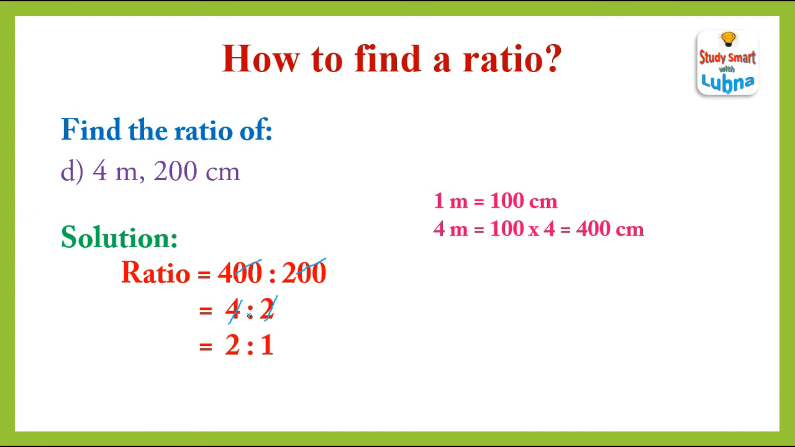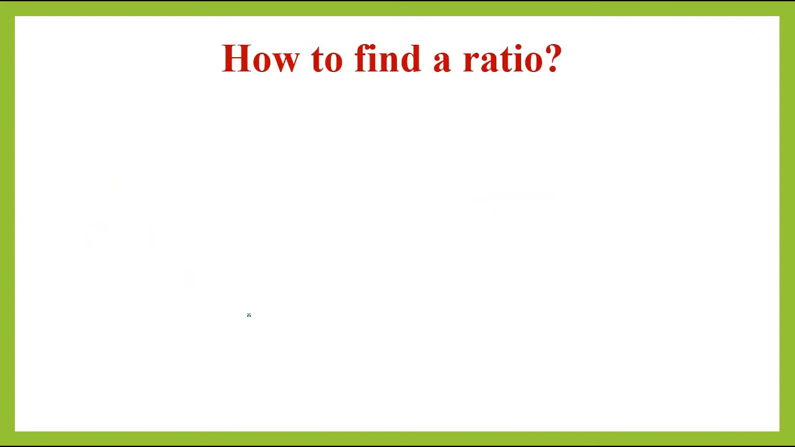So whenever there are unlike quantities, if their units are different, first we will change them into the same unit, and after this we will find the ratio of the given quantities.